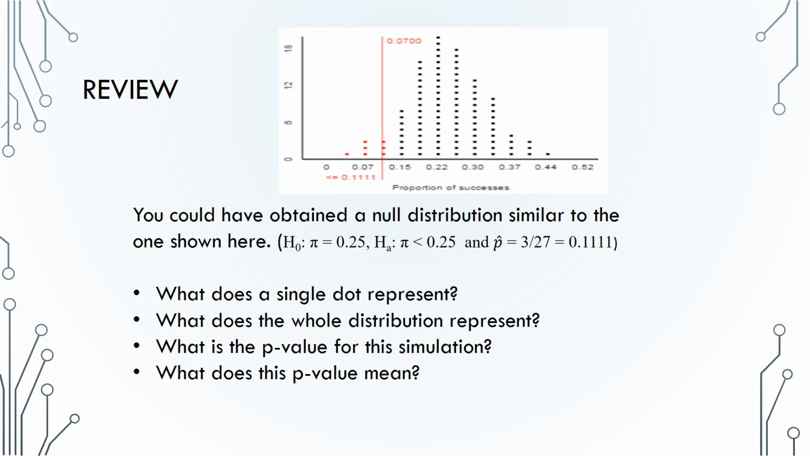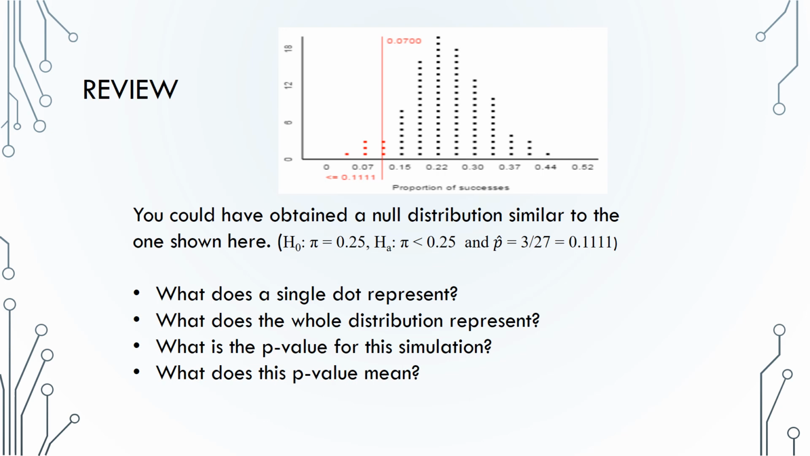Let's review. On this null distribution for the water tasting example, what does a single dot represent? That would represent one set of 27 people picking a cup at random from 4 possible cups. Note that we have to include the assumption of random chance when describing one dot on a null distribution. So what would we say the whole distribution represents? It represents a plot of proportions that picked water from 100 different samples of 27 people who picked a cup at random from 4 possible cups.